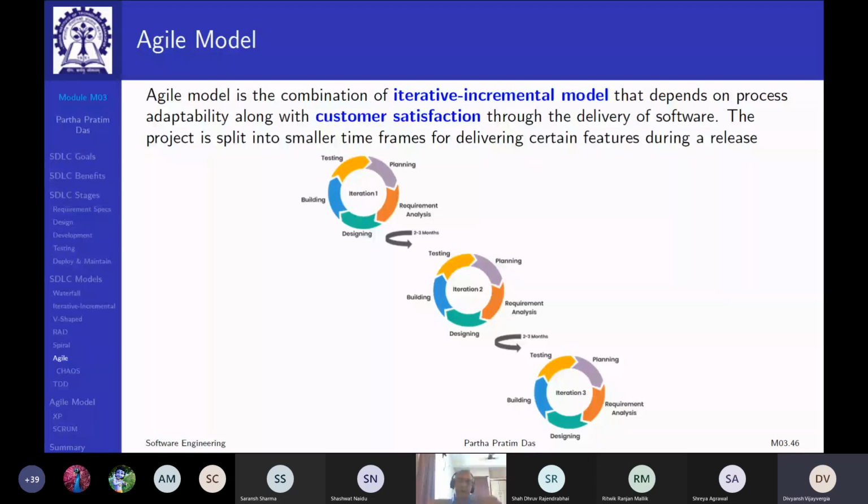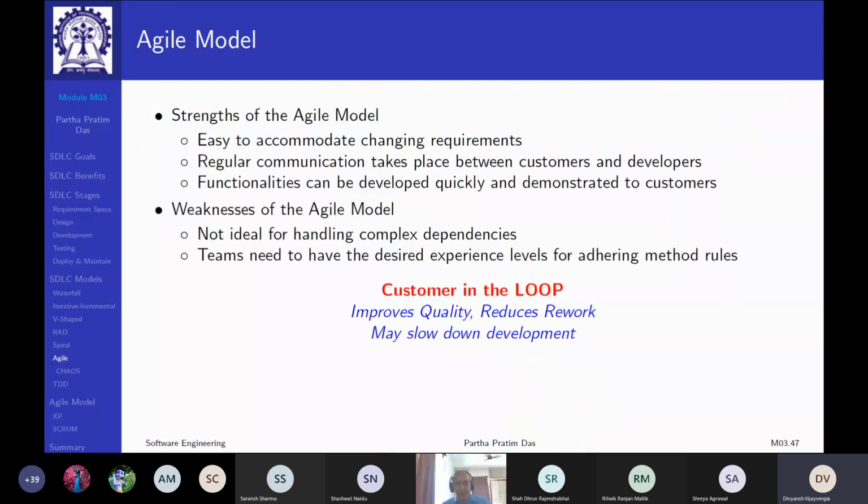Agile is a culture. Besides being inherently an iterative incremental model where in every agile cycle you have deep customer engagement, within the cycle you can have again several other SDLC models that you make use of. So it is relatively a lot easier to accommodate changing requirements, with regular communication, as I talked of, between customer and developers. Functionalities can be developed quickly and demonstrated to the customer.